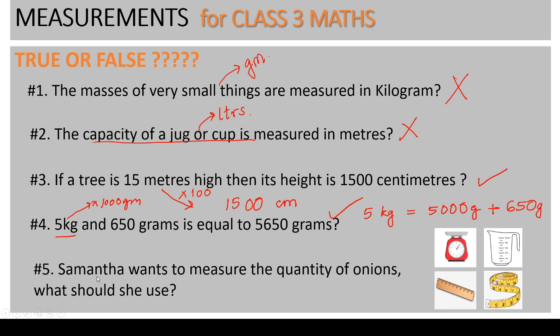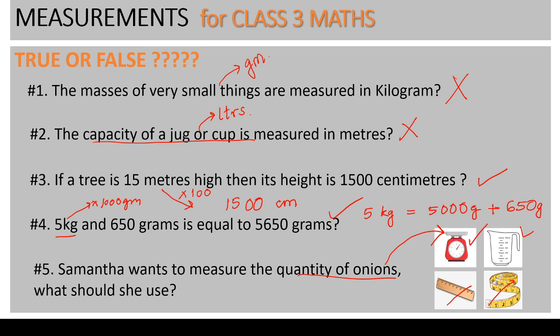Last and final question is, Samantha wants to measure the quantity of onions. What should she use? Well, is it a weighing scale, measuring cup, measuring scale or measuring tape? Well, these are for objects. These are for objects. This is for liquid and this is for weighing onions or objects. So, the quantity of onions, you need to choose the weighing scale.